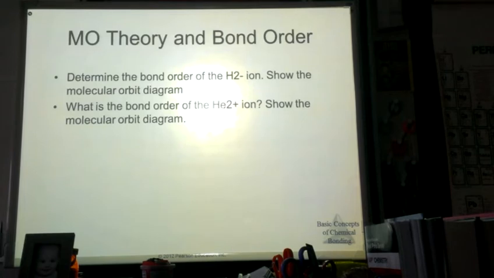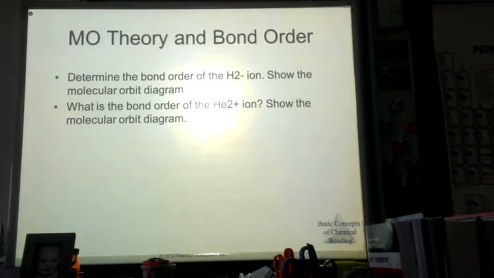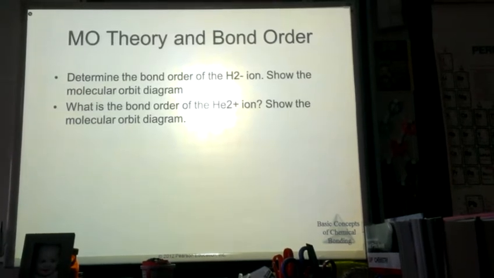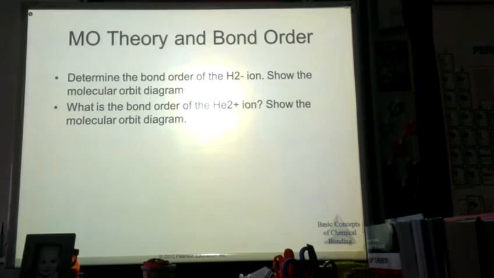For helium that's diatomic, so He subscript 2, but then an overall positive charge. Okay, so what would that ion look like? Show the MO diagram, and then also what would the bond order be for that?